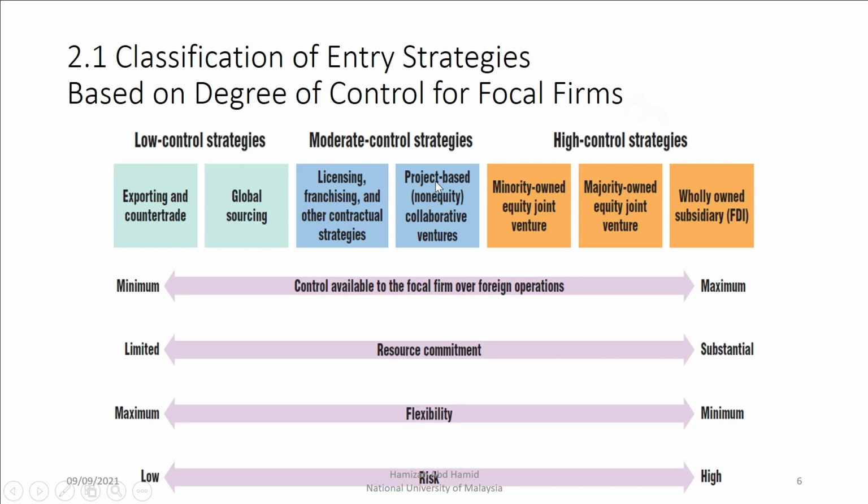In terms of moderate control strategy, strategi-strategi yang mempunyai amount control yang agak sederhana adalah lebih kepada contractual. Licensing, franchising and other contractual strategy, and also project-based collaborative venture. Ini masih berbentuk kontrak. Project-based, apa-apa project-based perlu ada kontrak lah, ya. You all must know. And also high control strategy.